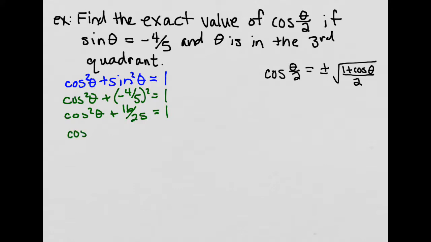Subtract that over. 1 is really 25/25, so 25 minus 16 is 9. So that's 9/25. And then we take the square root of both sides. We get cosine theta is equal to plus or minus 3/5.